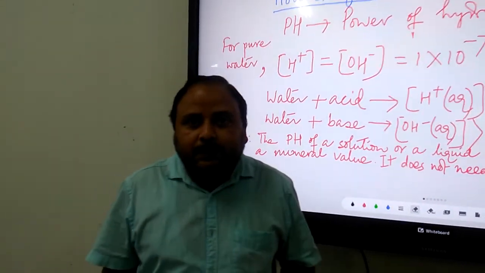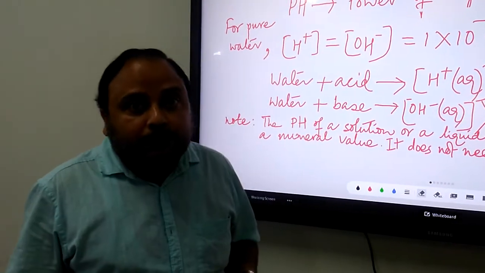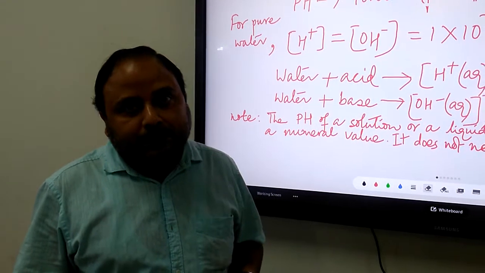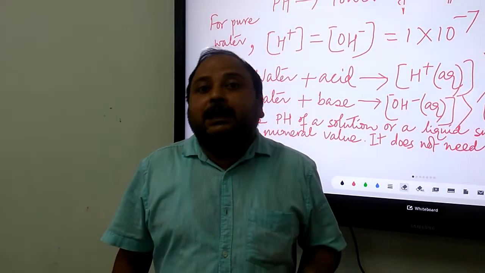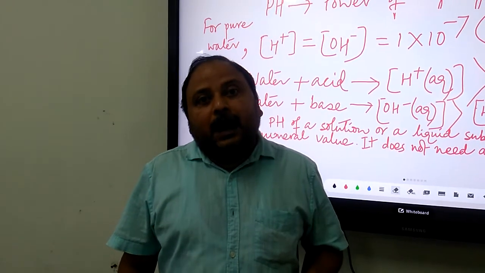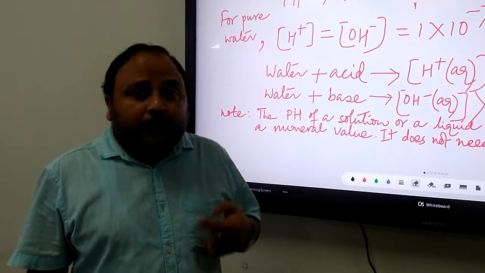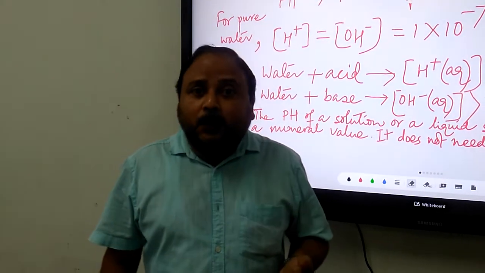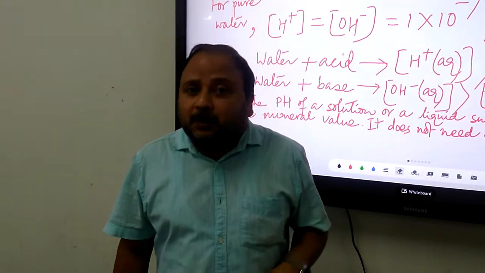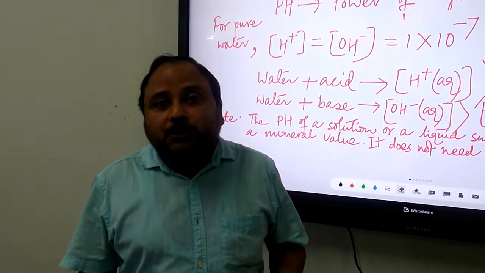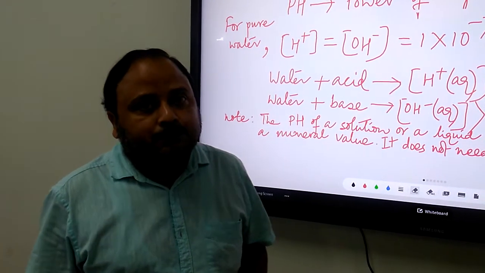For acids, the acid which produces more number of hydrogen ions in aqueous solution is a stronger acid than another acid which can produce less number of hydrogen ions in aqueous solutions. Similarly, for bases, if a base produces more number of hydroxide ions in aqueous solutions, then it will be a stronger base than another base which produces less number of hydroxide ions in aqueous solutions.